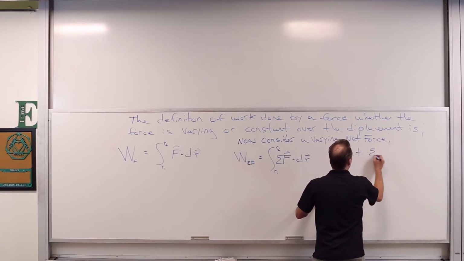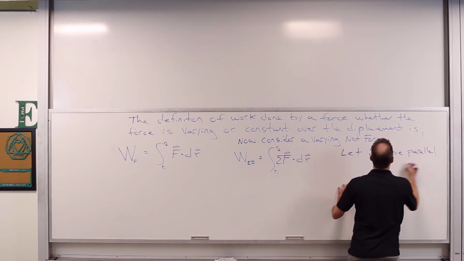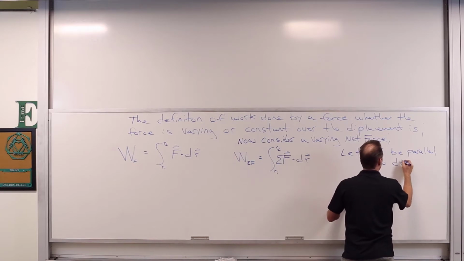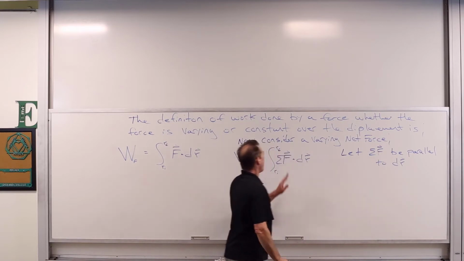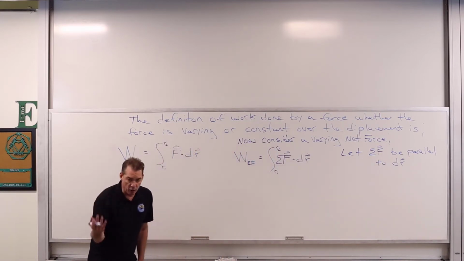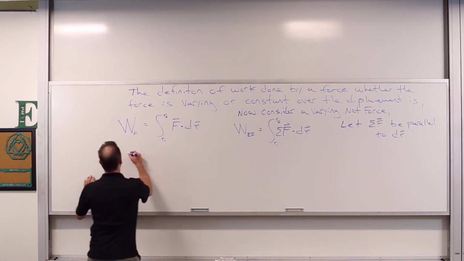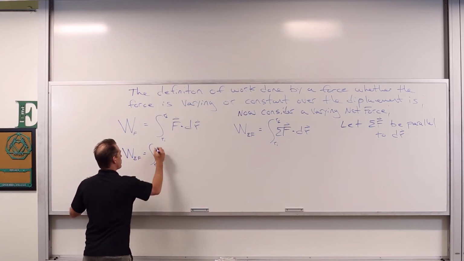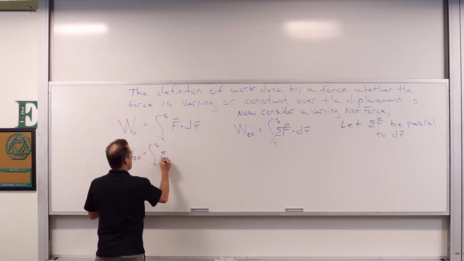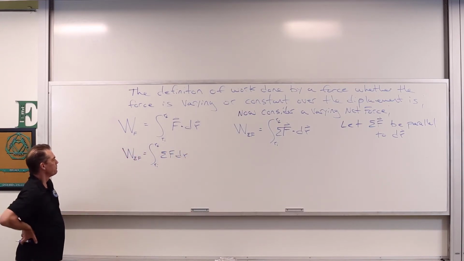So we'll let the net force be parallel to dr. Thus, if that's the case, the angle between them is 0, and the cosine of 0 is just 1, and this resolves down into the work done by the net force is equal to the integral from r initial to r final of sigma F dr. Anyways, this is what we've got going for us.